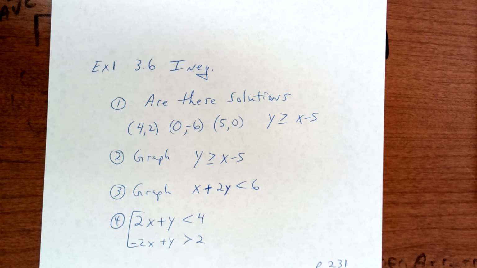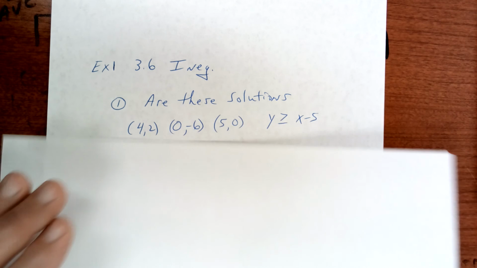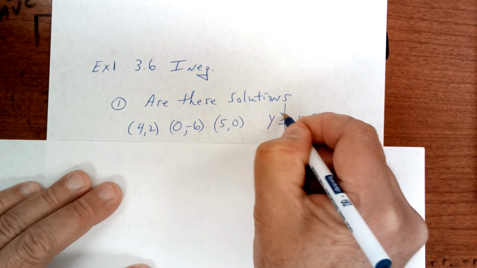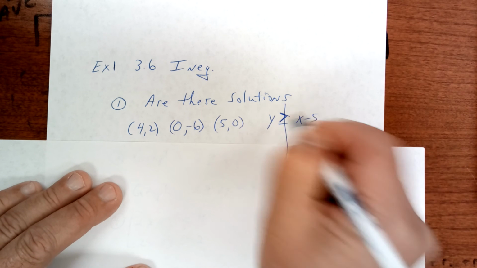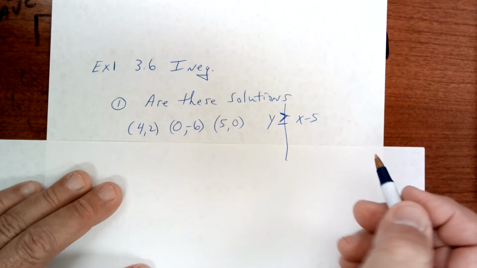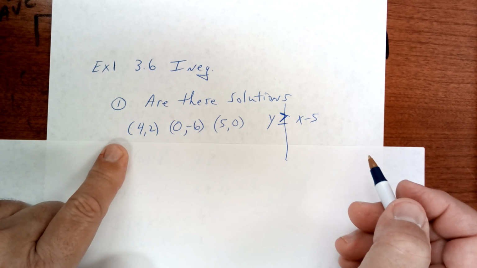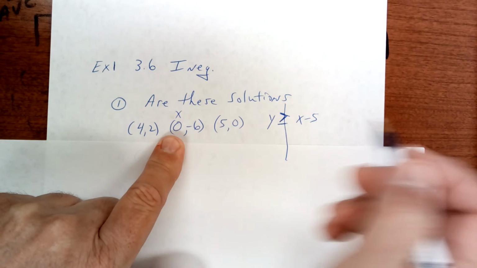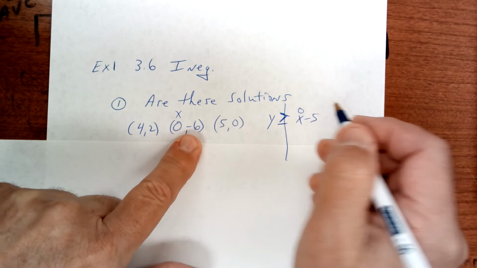Today we're going to go ahead and move on to section 3.6, so pay attention. First thing it says is, are these solutions? Draw a line. This is greater than, okay, greater than or equal to. So you're going to plug your points in. I'm just going to pick one of these. I'll pick the middle one. So x is 0, so put a 0 right here, and y is negative 6.